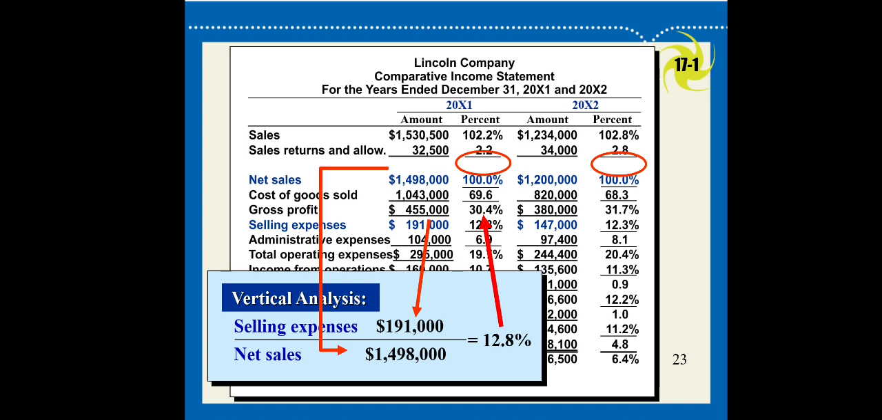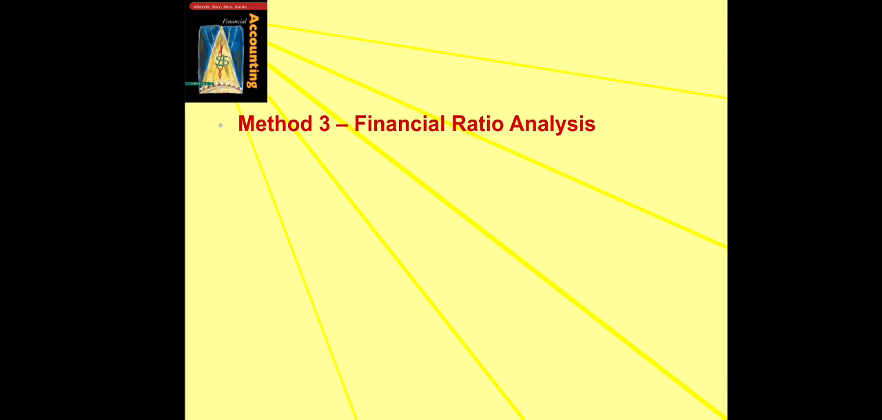Thank you very much. In this lecture, you have learned two methods: horizontal method and vertical method. Okay, remember how to do the analysis, and also you have to know how to interpret the numbers. In the next lecture, I will explain method number 3, financial statement ratio analysis.